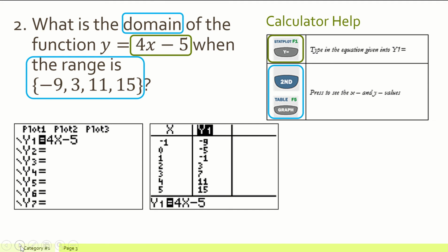So when the range is negative 9, the domain, or x, is negative 1. When the range is positive 3, the domain, or x value, is 2. Then when y is 11, x is 4. And when y is 15, x is positive 5. So the domain is negative 1, 2, 4, and 5.